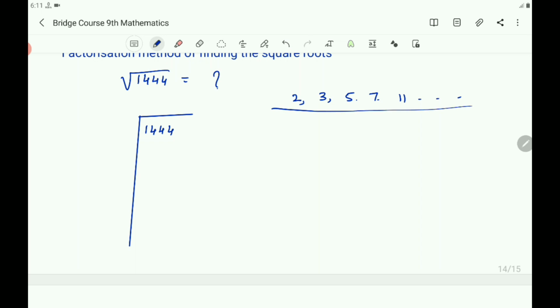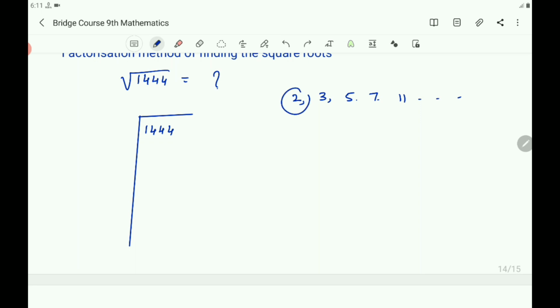So all these numbers are not divisible by other numbers. Here 2 is divisible by 1 and 2, but it is not divisible by other than 1 and 2. 3 is not divisible by other than 1 and 3. 5 is not divisible by other than 1 and 5. 7 is not divisible by other than 1 and 7. This type of numbers are called prime numbers.